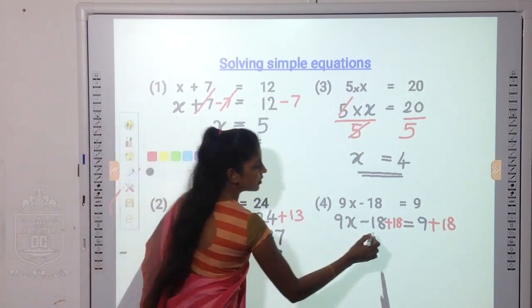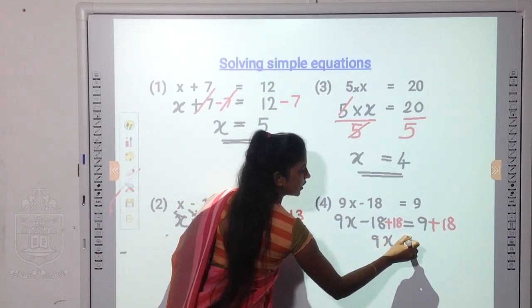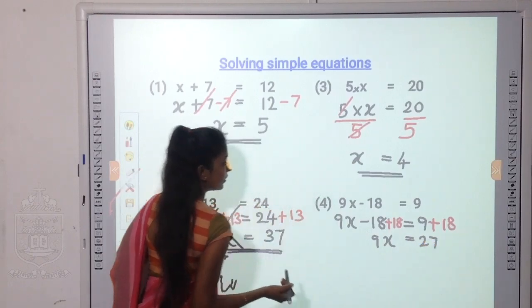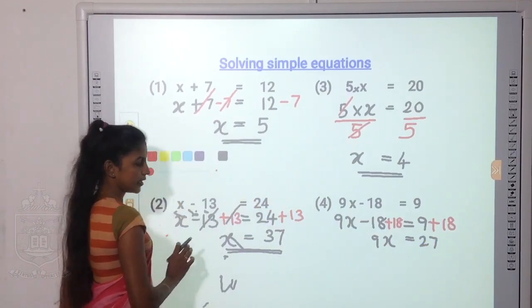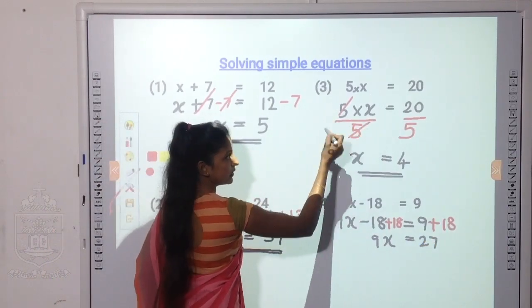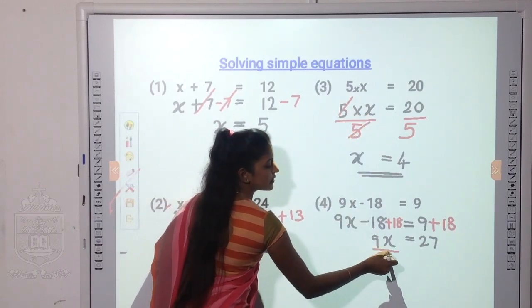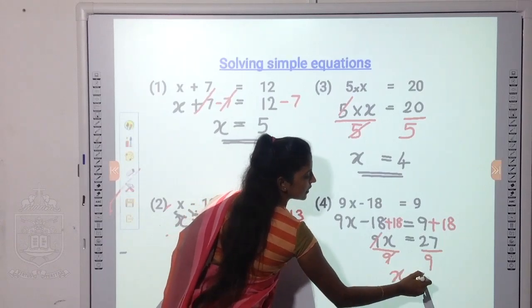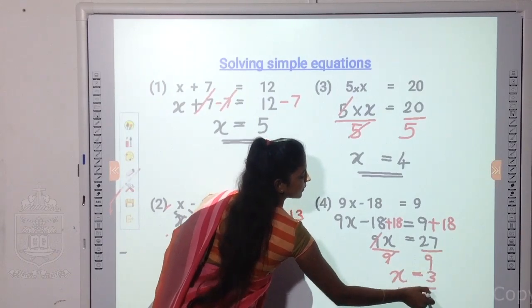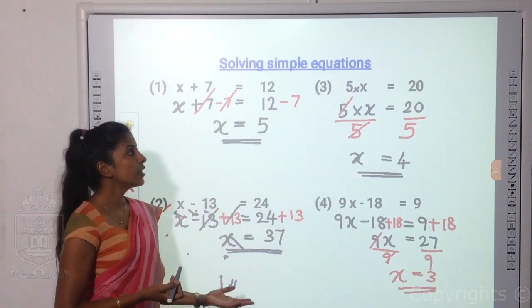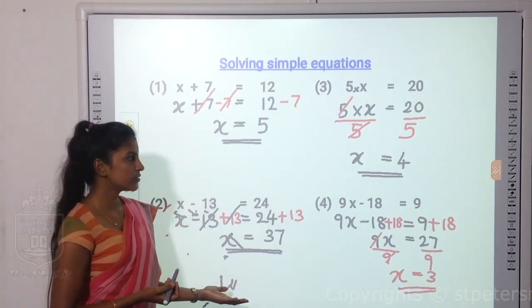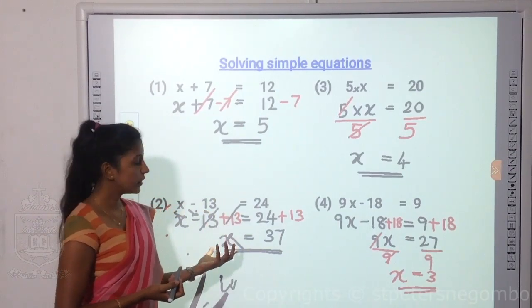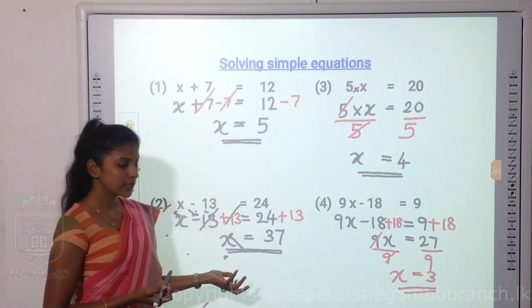So the answer remaining will be 9x equals 27. And in order to cancel 9, you can divide both sides by 9. So 9 cancels, x equals 3. So this is the way of simplifying very simple linear equations. Always do the opposite of the mathematical operation in between the terms.